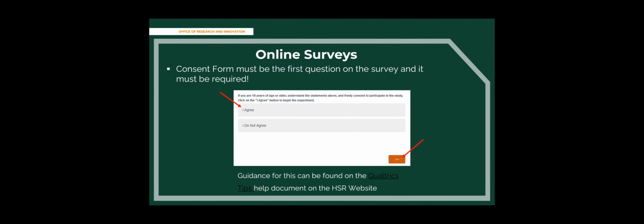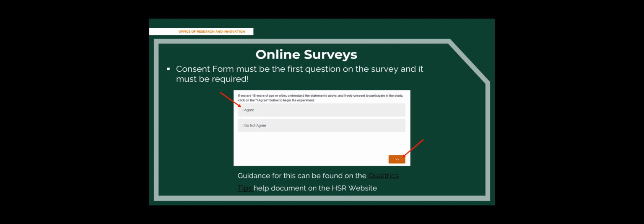For studies that utilize online surveys, the first question must be the consent form, and it must be a required question. This means that the participant must not be able to skip the question and continue to the survey, or select I do not agree and still continue to the survey. The only way they can continue to the survey section of this study is if they select I agree. If you need any guidance on how to format a Qualtrics survey so that it enforces the skip logic and forced response, you can use the Qualtrics tips guidance document on our HSR website.